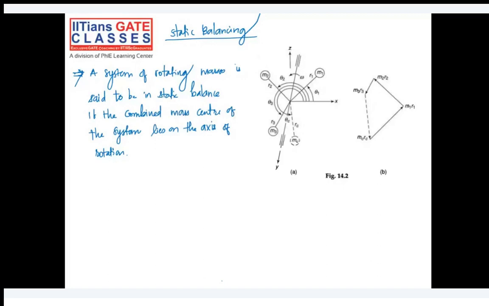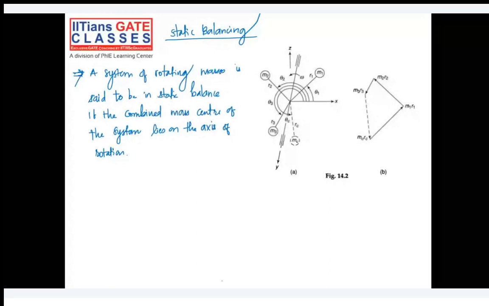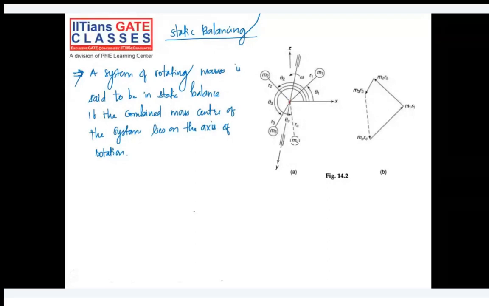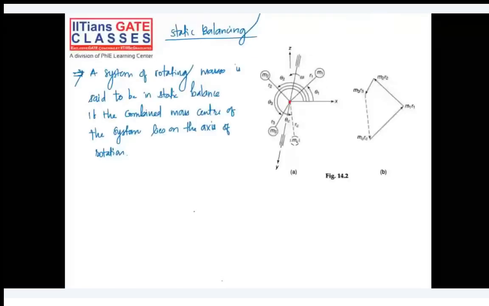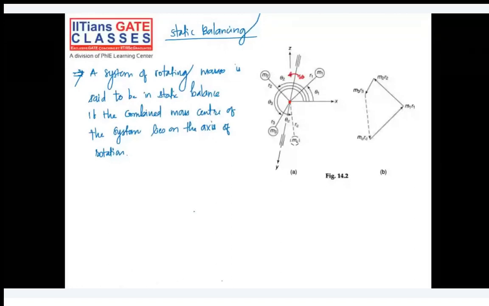What is the meaning of it? You can clearly see here, this is the axis of rotation. I'll use the red pen. This is the axis of rotation, and in this figure 14.2a, you can see we have a rotor revolving with a constant angular velocity omega, and the number of masses here is three: m1, m2, and m3.